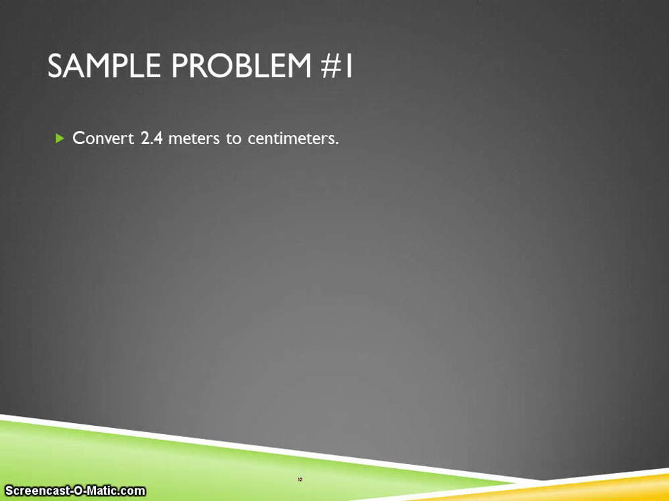Okay, so the first problem has us converting 2.4 meters to centimeters. So if we think about dimensional analysis, the first step is to write what we know on the left. So we know that we have 2.4 meters. All right, so first step's done. Next, we want to write the units of what we're looking for on the right. Well, it says to convert it to centimeters. So on the right here, put a little equal sign here, and then blank, because I don't know the answer yet. And I know that my answer needs to be in centimeters, though.